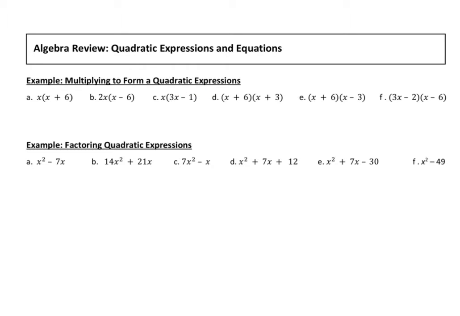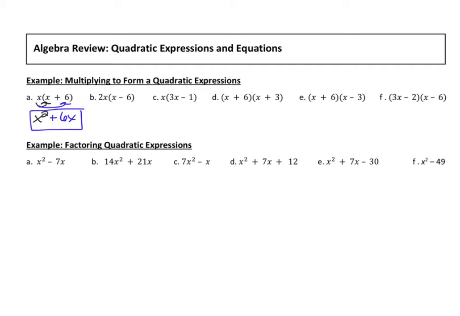We're going to be applying the distributive property, so this is going to be x times x, which is going to give me x squared, and then x times 6, which is going to give me a positive 6x. So this is an example of a quadratic expression because it has an exponent of 2. So anytime you have an exponent of 2 and that's the highest exponent, it's a quadratic expression.